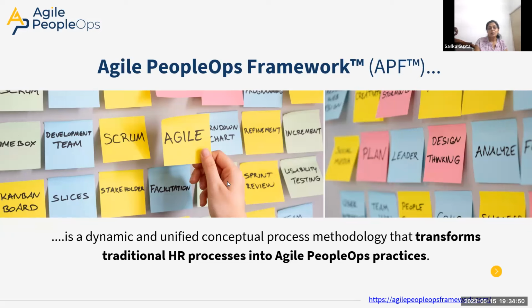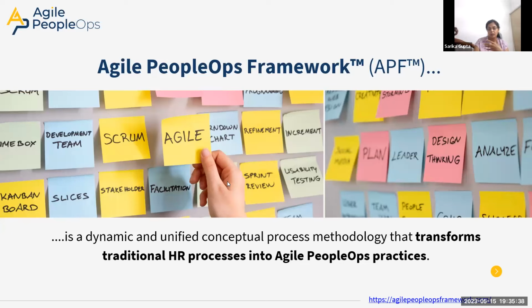So when we say Agile People Operations, the first thing that comes to anybody's mind is what Agile has to do in HR. So Agile is something that has an association with the software sector, right? To clarify that, this methodology is based on the principles of Agile, which is a project management methodology of the software sector that emphasizes flexibility, collaboration, and continuous improvement. But by applying Agile principles to HR processes, to organizations, right, we can create a more responsive, more adaptive approach to managing people.